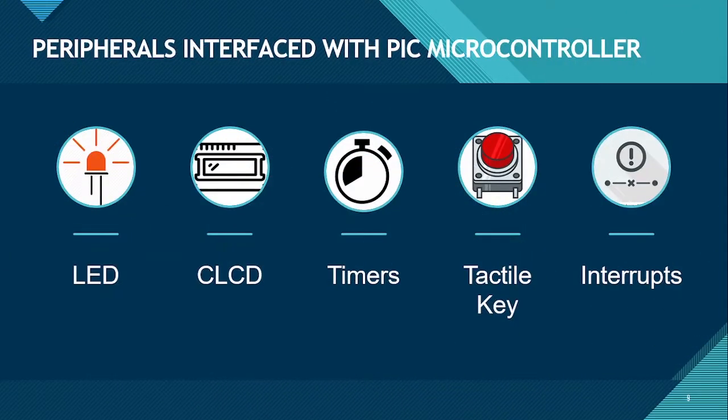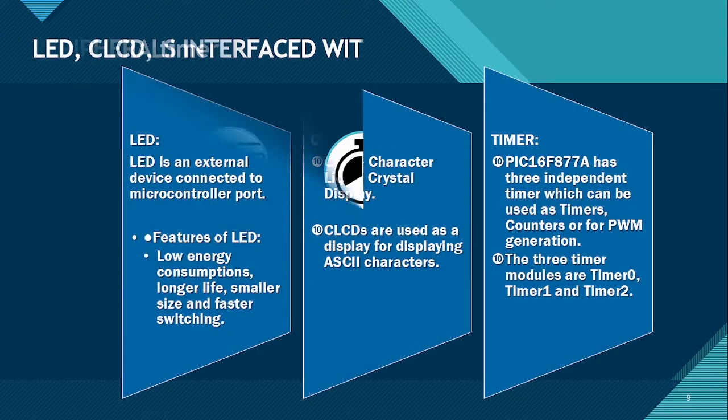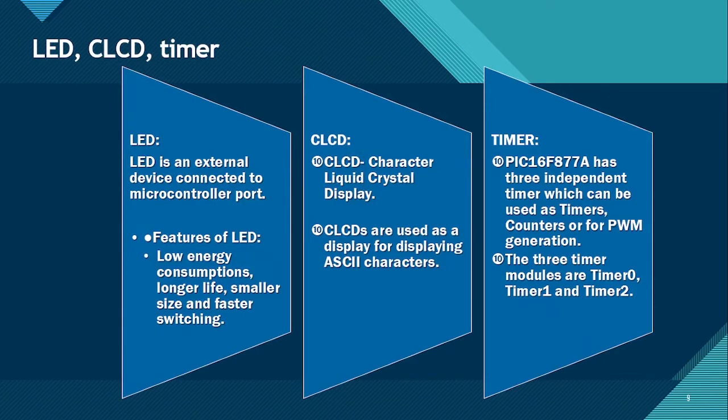Some of the peripherals that we have interfaced with the PIC microcontroller are LED, CLCD or character liquid crystal display, timers, tactile keys, and interrupts. Let's have a look, shall we? So LEDs. What's an LED? Light emitting diode. It's an external device that is connected to the microcontroller development board. Its output is blinking, and some of the features of an LED are that it consumes less energy, has a longer life, is smaller in size, is faster, and costs very little.